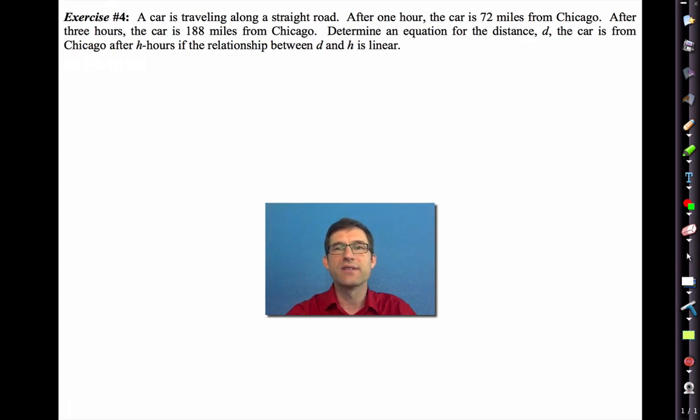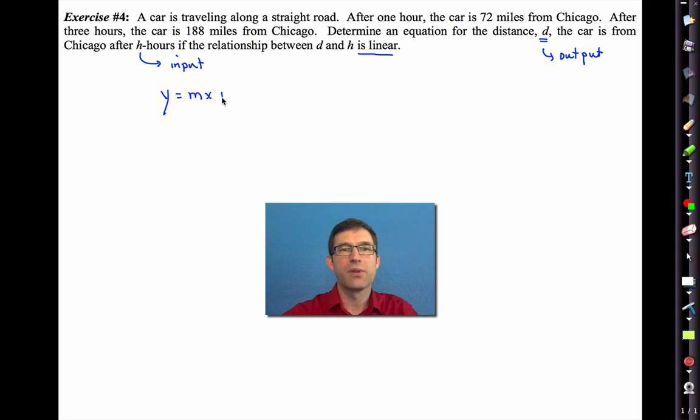Determine an equation for the distance d the car is from Chicago after h hours if the relationship between d and h is linear. Now notice, the distance, that's the output, right? The time, that's the input, okay? So let me write y equals mx plus b down first. But now we have distance equals m times the number of hours we've been driving, plus b. We still have to figure out m, we still have to figure out b.